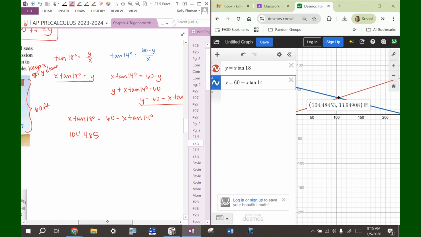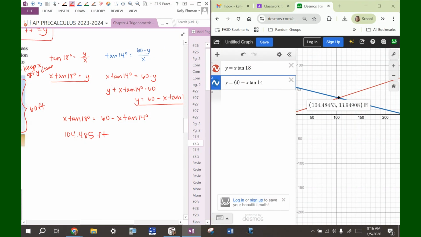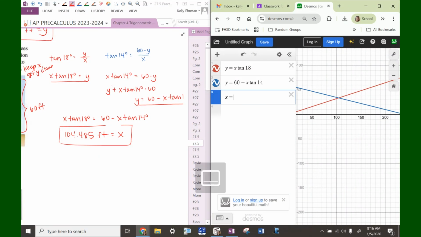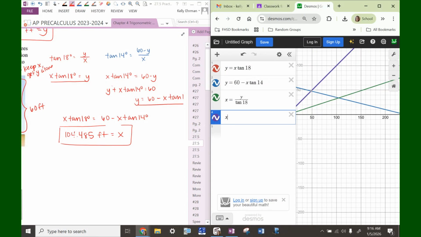And what would the label be on that? Feet. That's what x equals. How do I know that's x? Because remember, I'm finding the x coordinate in their intersection point. What if I would have gone back and solved it for x like I did before? Let's look at that. It was x equals y divided by the tangent of 18. That was this equation. And then this other equation was x equals 60 minus y divided by the tangent of 14. And see how those two cross at the same place?